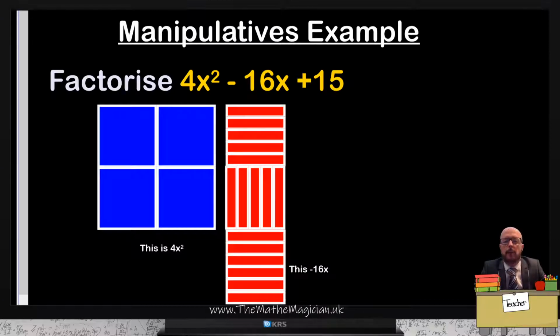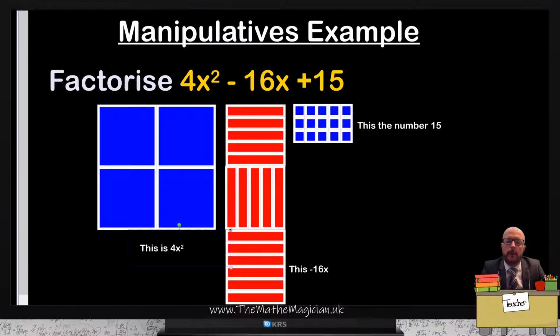And then we've got a positive 15 stick on the end. Are they going to be red or blue? Well, positive is blue. So there we go, there's one of them. And we want 15 of them. 5, 10, 15. Okay, so we've shown what 4x squared minus 16x plus 15 looks like as pictures, but how do we factorise it? Well, what we need to do is we need to make a perfect rectangle by moving them all around. So let's have a go.